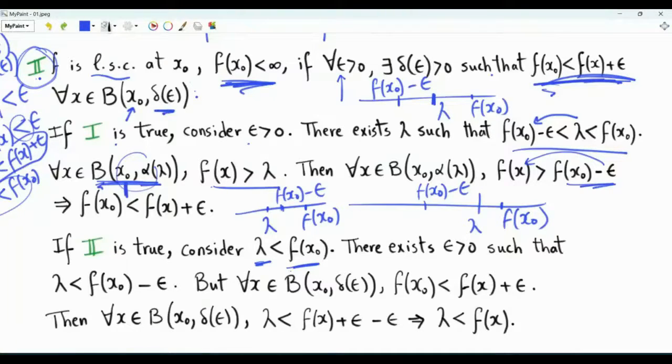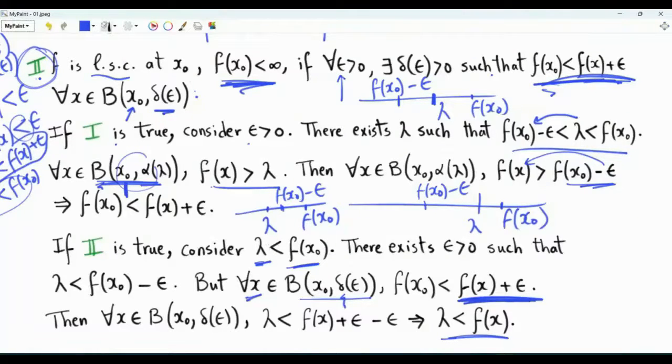From the second definition, given any positive epsilon, we can find a positive delta such that for every x in the ball with center x0 and radius delta, we have f of x0 less than f of x plus epsilon. So for every x in this ball, we have lambda less than f of x0 minus epsilon. Now f of x0 is upper bounded by f of x plus epsilon. So lambda is less than f of x.